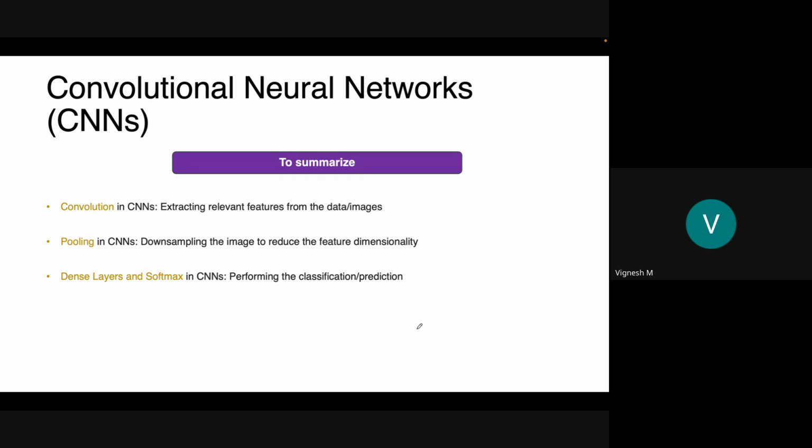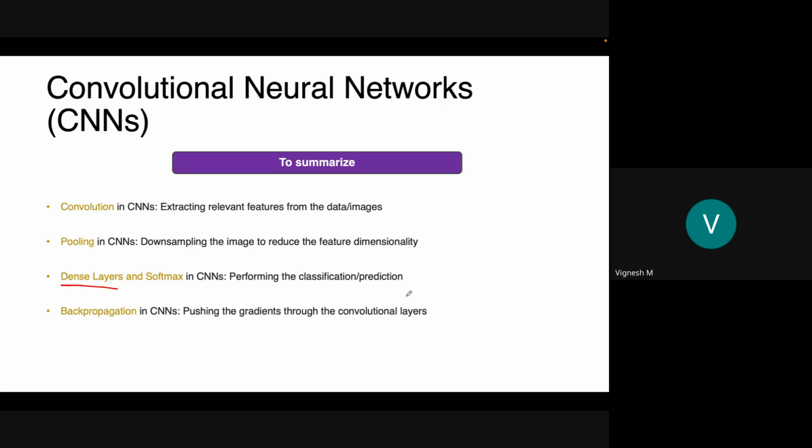Then the idea of dense layers and softmax, and this is something that can change depending upon what sort of application you want. At least if you're performing classification or prediction, dense layers and softmax can help you in that. But that is what we saw.